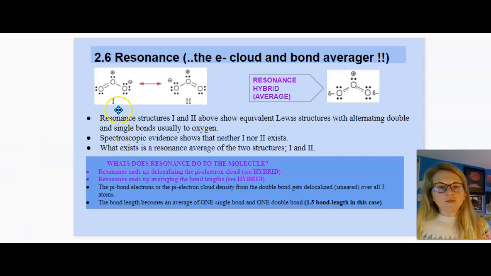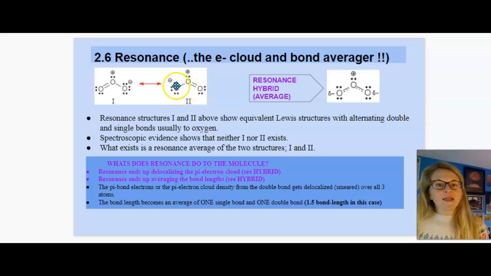So here we see in ozone between oxygen 1 and oxygen 2, we have a double bond in picture number 1, and between oxygen 2 and oxygen 3, we have a single bond. But in picture number 2, those electrons have flipped over to a different electron cloud between oxygen 2 and oxygen 3. And so the double bond is now over there, and the single bond is between oxygen 1 and oxygen 2. Neither one of these things occurs at a specific time.